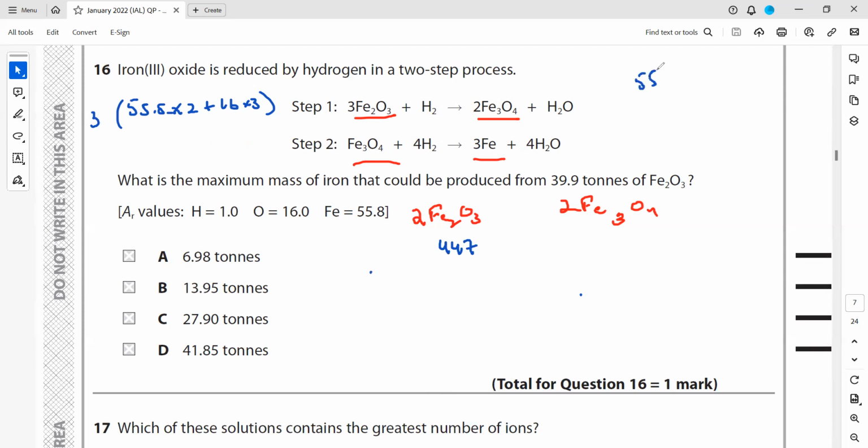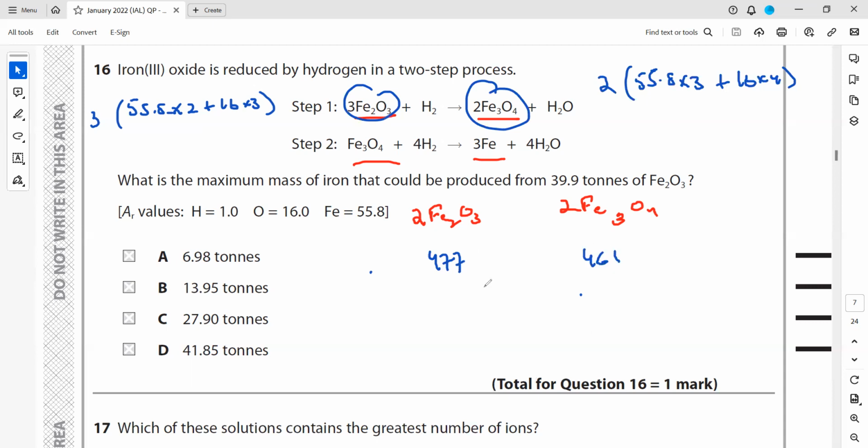So it will be 55.8 multiplied by 3 plus oxygen is 16 multiplied by 4, and the total is multiplied by 2. What is this total mass? Okay, this was 477. What about the mass of this compound? 461. So the ratio is 477 is to 461. So if we have 39.9, this will be x. We cross multiply. So what is the answer? It will be 39.9 multiplied by 461 divided by 477.